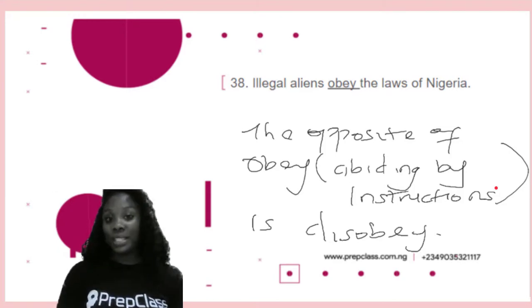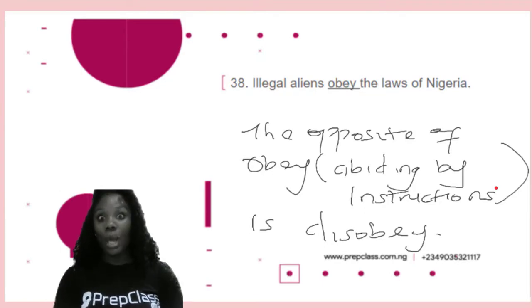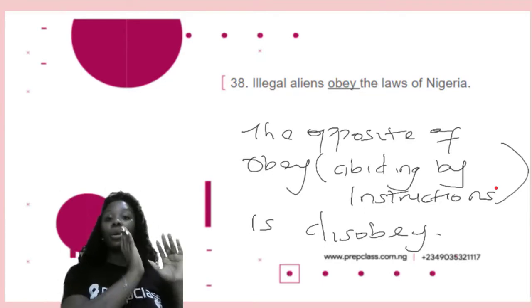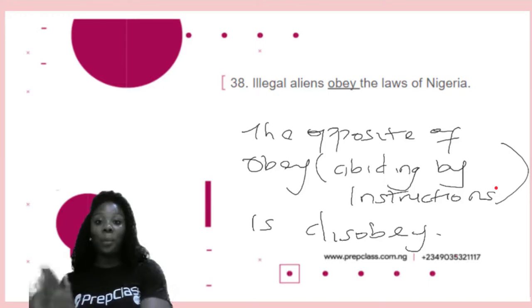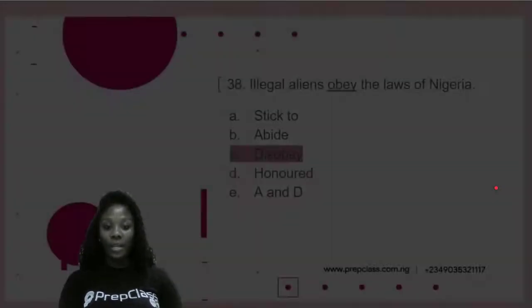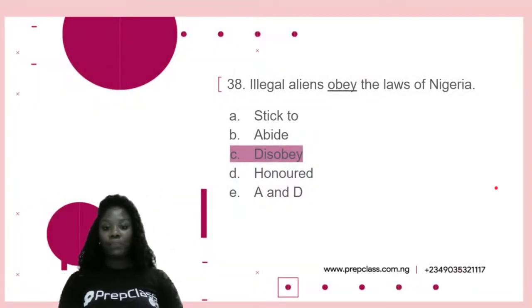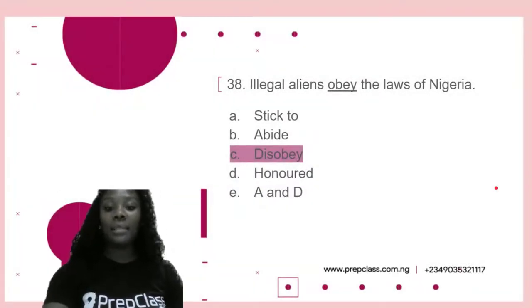And what would be the opposite of obey? Obey would have its opposite as disobey. So you're either obedient or disobedient. So that's the opposite, disobey. And we have it in option C again, disobey. That is our correct answer.